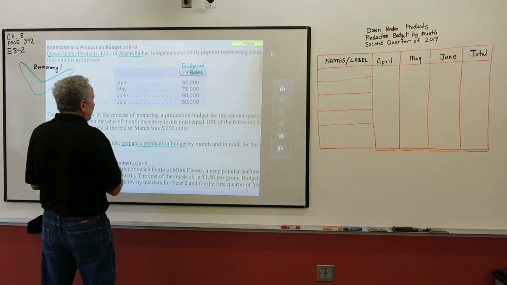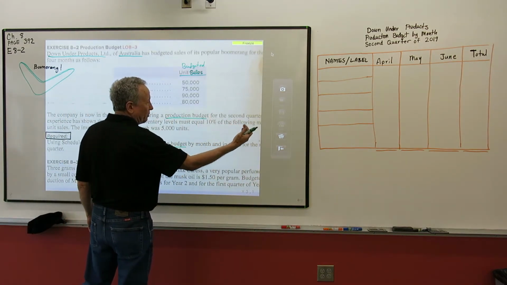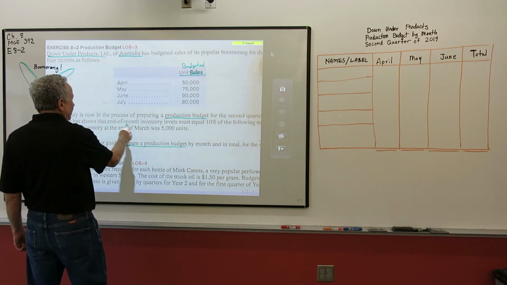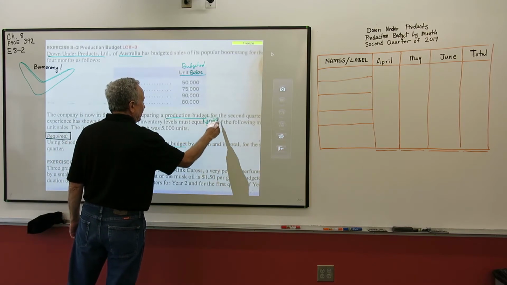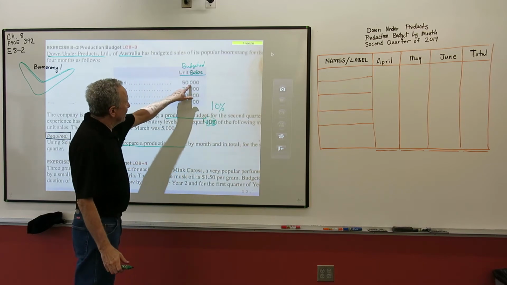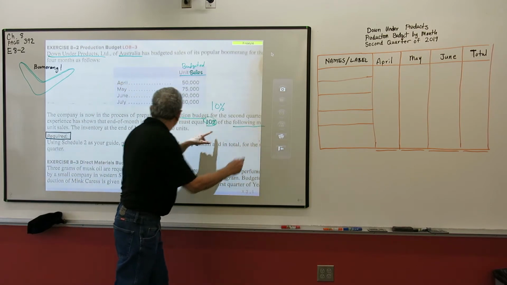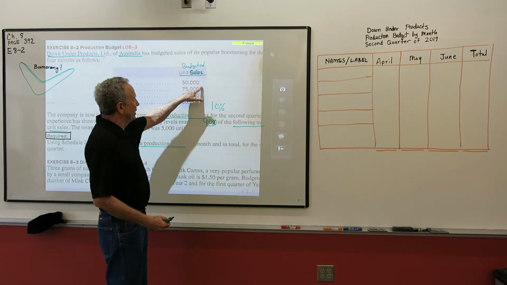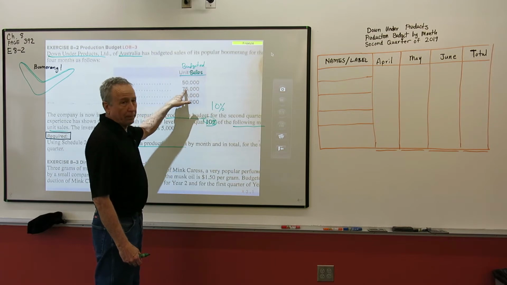It says the company is now preparing the production budget for the second quarter, January, February, March, April, May, June. It is shown that end of the month inventory levels must be 10%. In other words, when we get done with this month, we want to carry 10% of what? Of the following month's unit sales. That makes sense, because we're getting ready for the next month. Let's make an extra few in case the next month is a very popular month for boomerangs.